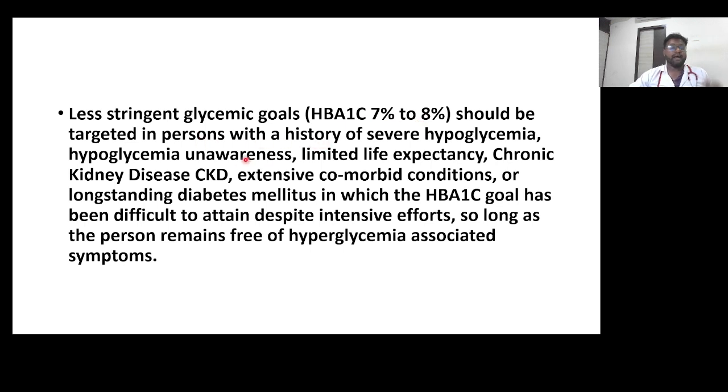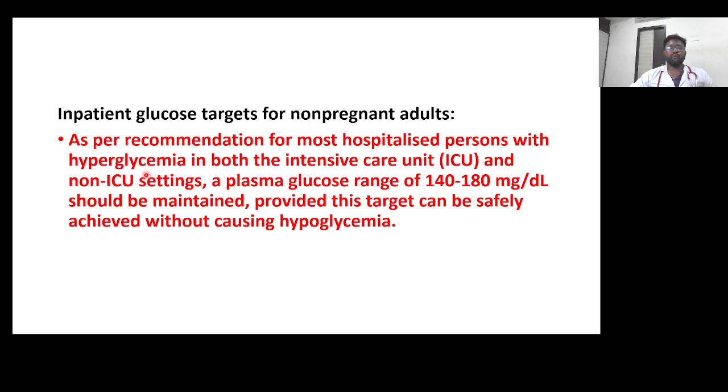Less stringent glycemic goals, HbA1c of 7 to 8%, should be targeted in persons with history of severe hypoglycemia, hypoglycemia unawareness, limited life expectancy, chronic kidney disease, extensive comorbid conditions, or long-standing diabetes mellitus in which the HbA1c goal has been difficult to attain despite intensive efforts, so long as the person remains free of hyperglycemia associated symptoms.